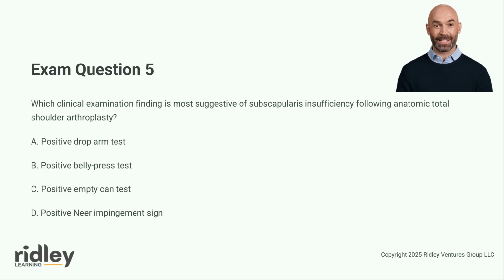The drop arm test and MT-CAN test evaluate the supraspinatus, while the near impingement sign assesses for subacromial impingement, making these tests less relevant for detecting subscapularis insufficiency.